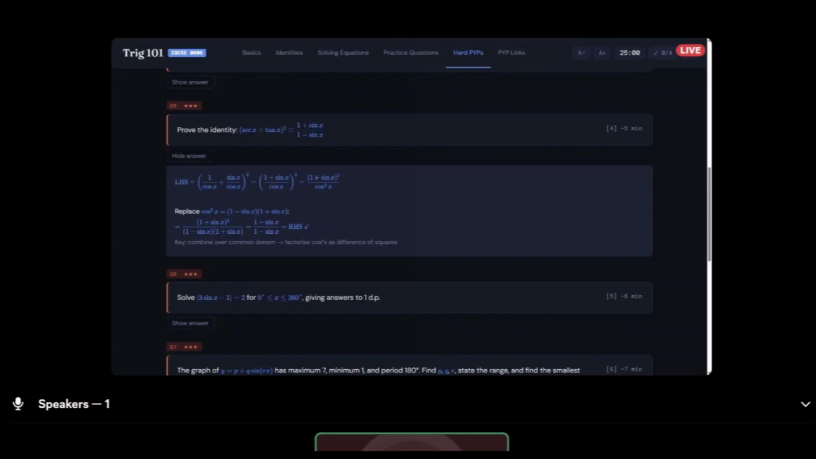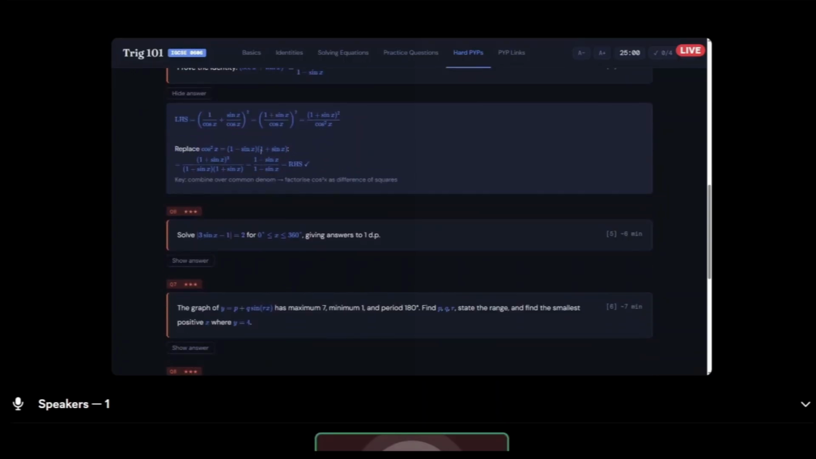And then with this, we can square both the top and the bottom, because if you square a fraction, you square both the top and the bottom. So (1 plus sin x) squared over cos squared x. This is what you get. And then what they did is they replace cos squared with (1 minus sin x)(1 plus sin x).